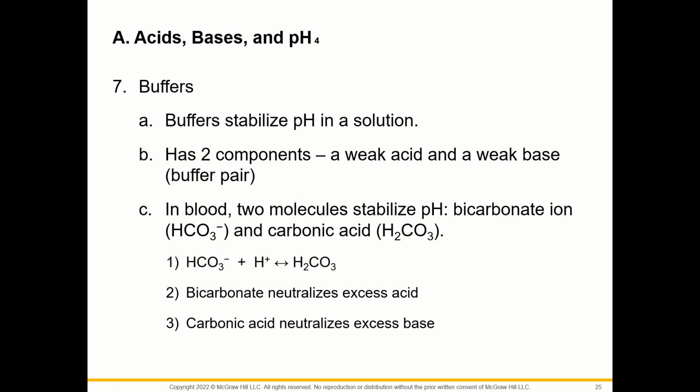In step 1, we see the equation, and it's the bicarbonate ion plus a hydrogen ion yields carbonic acid. And it says the double arrows indicate that the reaction could go either to the right or the left. The net direction depends on the concentration of molecules and ions on each side.